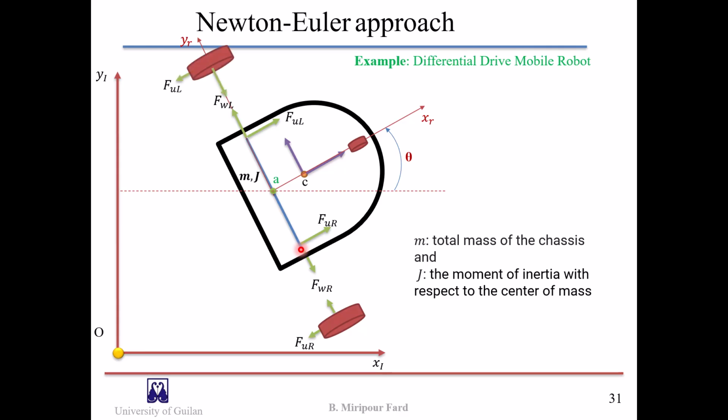We also assume that VU and AU and also VW and AW represent the velocity and acceleration of the center of mass C in the local frame attached to the chassis. And it should also be noted that the front wheel is inactive and it doesn't exert any force on the chassis.